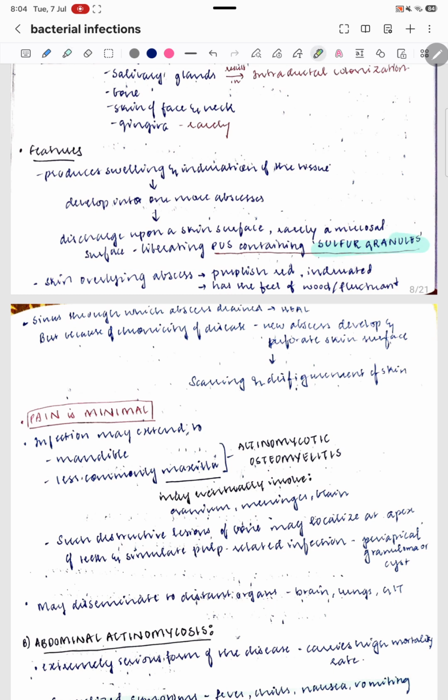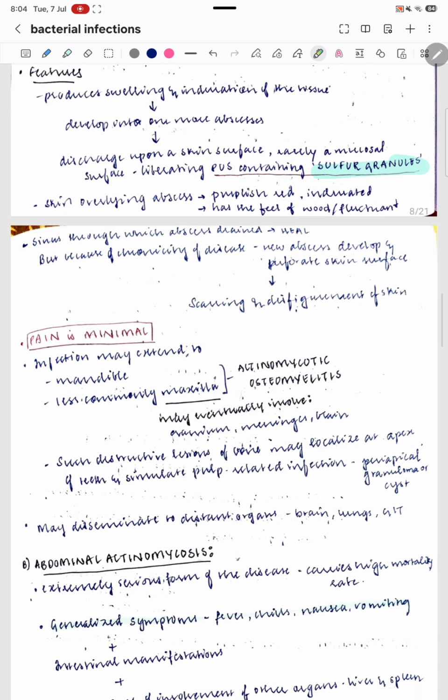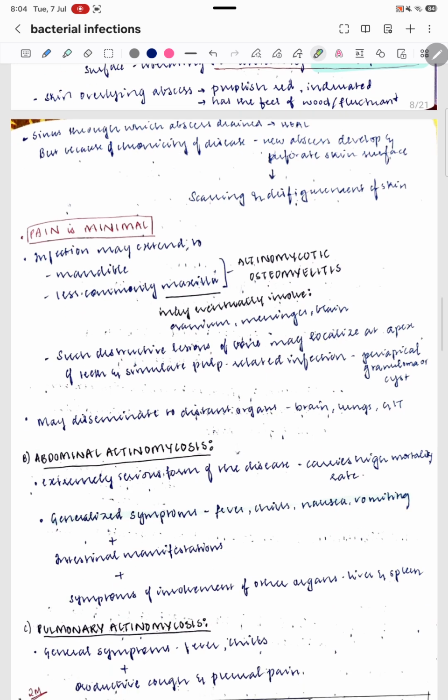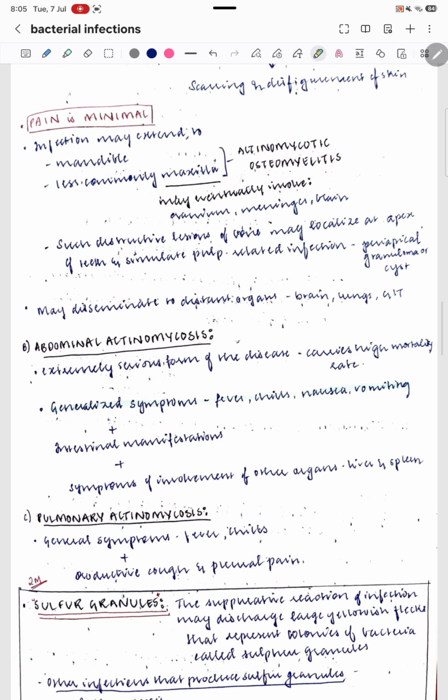Now, the skin overlying the abscess is purplish red. It has induration, and if you touch it, it can feel like wood. The sinus through which the abscess drains heals, but because of the chronicity of the disease, new abscesses can develop. Scarring and disfigurement of skin can also be seen. Pain is minimal, which is a very important characteristic of this infection.